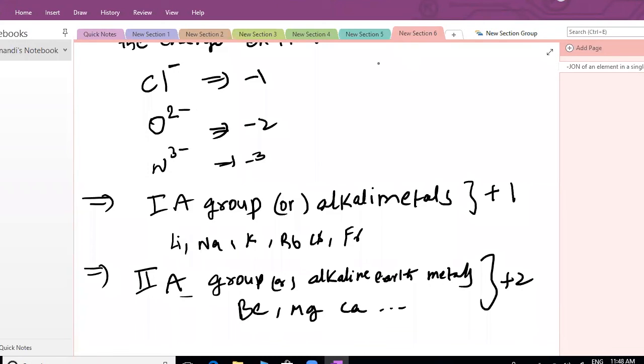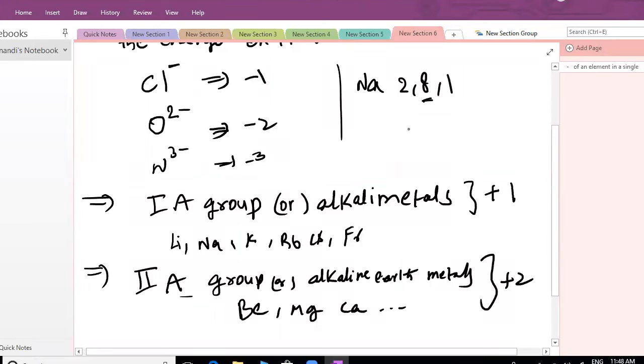Yes, they need to get octet configuration. If they lose electrons, yes, they reach noble gas configuration. Very good, you already have the idea. For example, sodium, you know very well. Na is 2,8,1. If 8 is stable, to get stability, how many electrons do they have to lose? Only 1 electron. Na loses 1 electron. That's why you are getting only Na+, because already they reach 8.